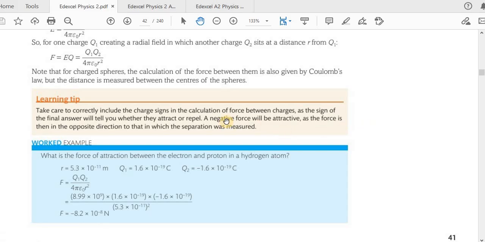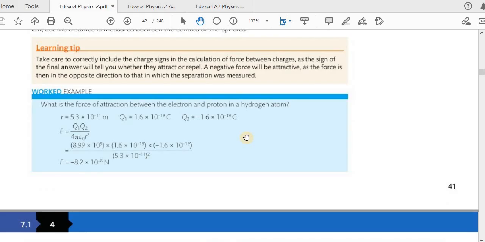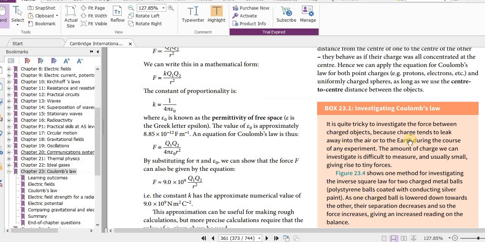So you can see a negative force will be attractive, as the force is then in the opposite direction to that in which the separation was measured. To understand this better, let's go through this example. Now this equation here is Coulomb's law. So in the exam, if they ask you what is Coulomb's law, it's not sufficient to just write the equation in symbols. You also have to say what the symbols are, or simply you can write the definition that you saw over here.